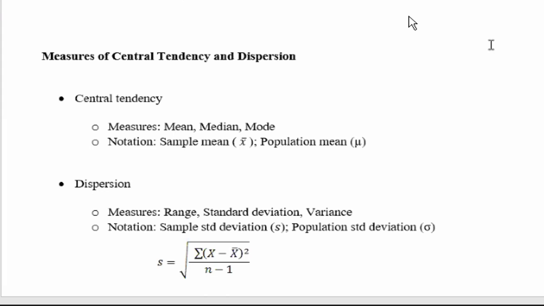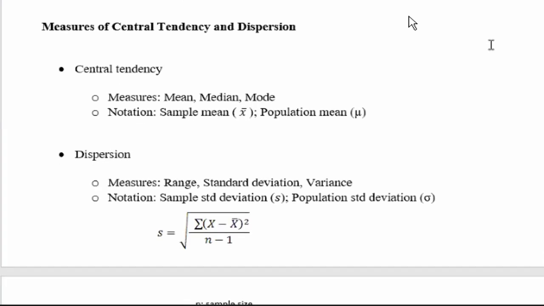And the notation that we use, the symbolic representation of central tendency and dispersion: small s is used for the standard deviation of a sample, and sigma is used for the standard deviation of the population. And this is how we calculate the sample's standard deviation. Standard deviation is the standard dispersion of any data point from its mean.